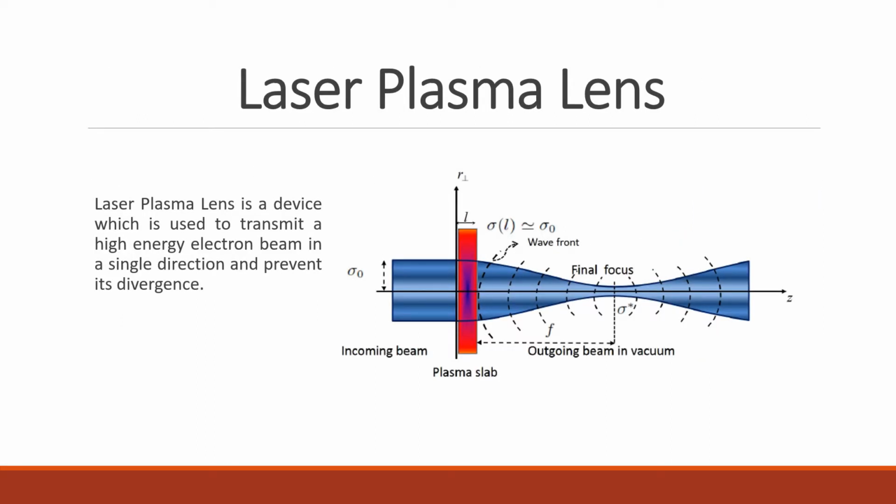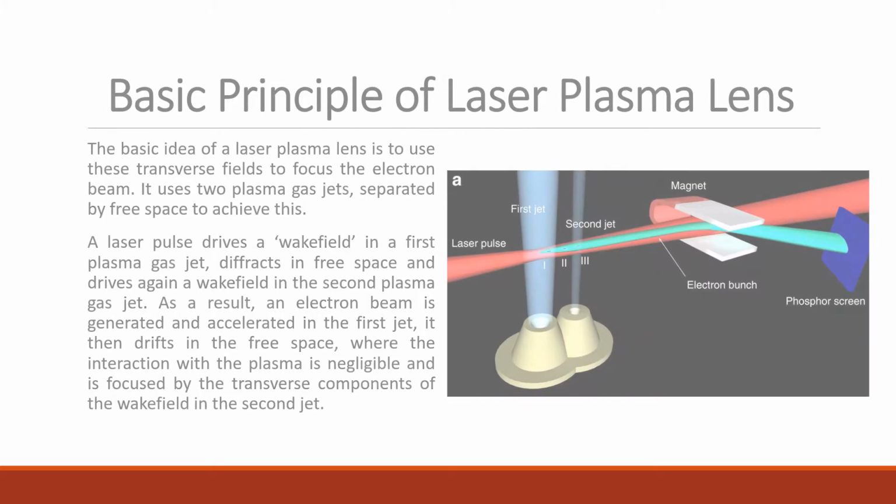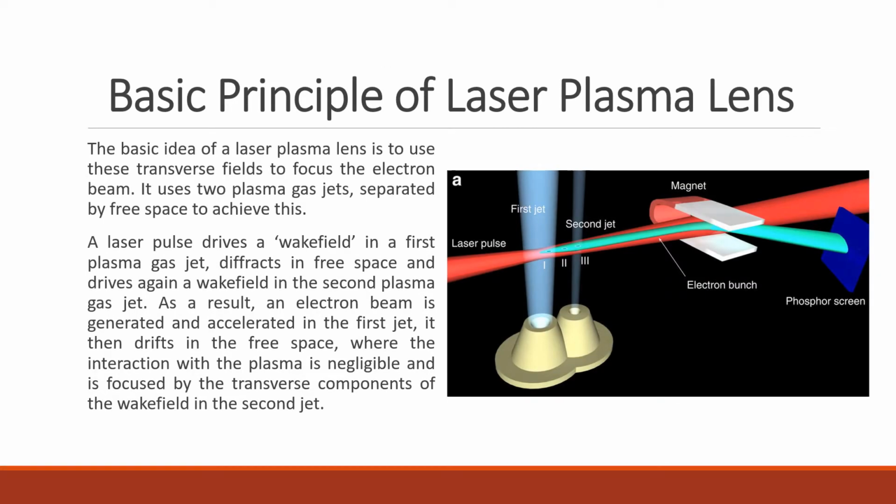Laser plasma lens. A laser plasma lens is a device which is used to transmit a high energy electron beam in a single direction and prevent its divergence. Let us see what is the basic principle behind this. The basic idea of a laser plasma lens is to use these transverse fields to focus the electron beam.